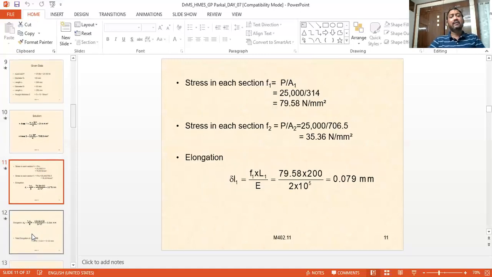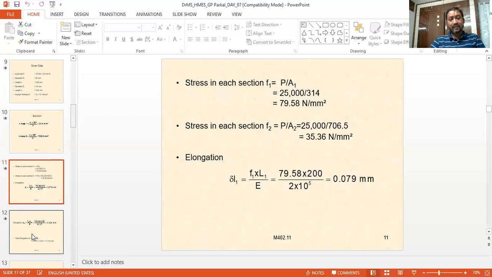Now the stress in each section. So first of all, stress in section 1, F1, is equal to force by area. Here P1 by A1. So here the force acting at section 1 is equal to P. So P by A1. Substituting the values, that is 25,000 by 314, it gives 79.58 newtons per square millimeter.